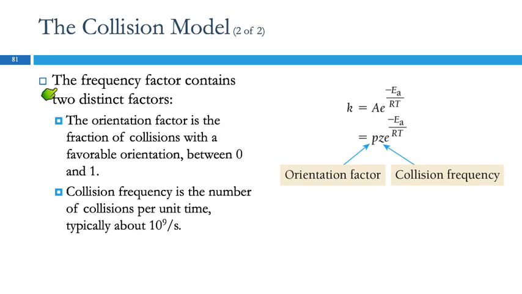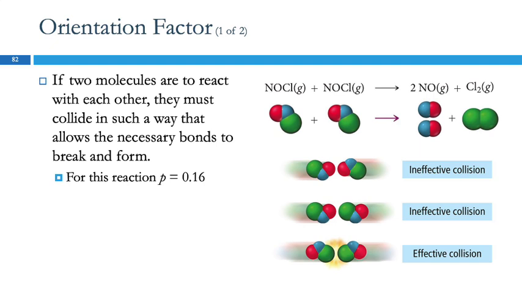Okay, so the frequency factor has 2 parts. The orientation is the fraction of collisions with a favorable orientation, and then the collision frequency, which is typically around 10 to the 9 per second. So, that A there, that was too simple, wasn't it? It's actually 2 terms, orientation and collision. We are not going to do calculations with that, but we do want to understand how orientation affects the rate of the reaction, affects the rate constant.